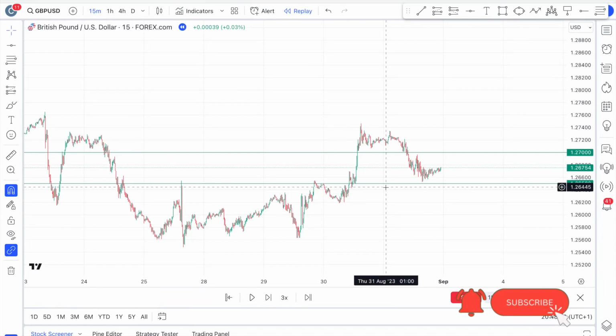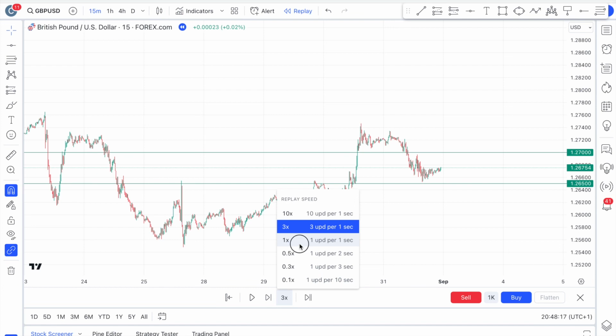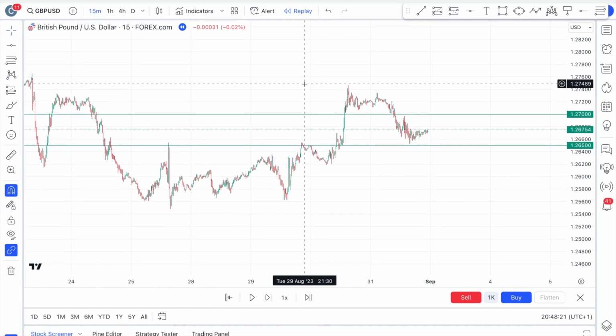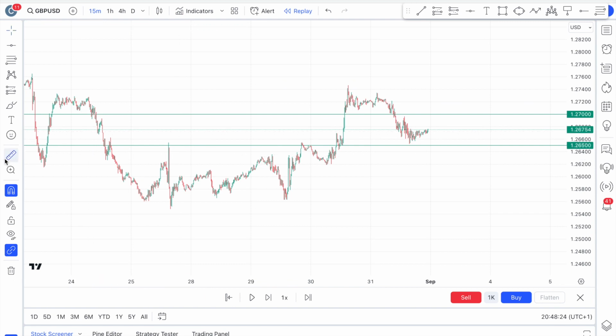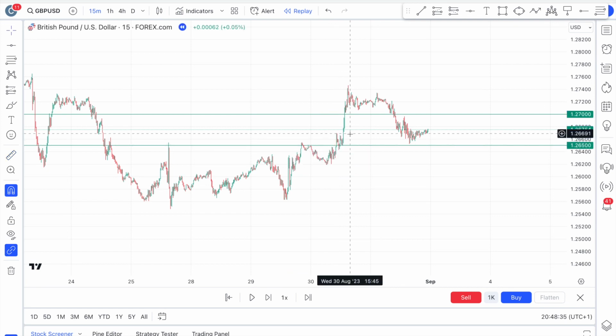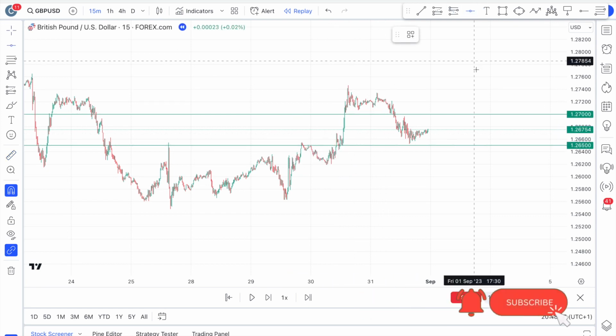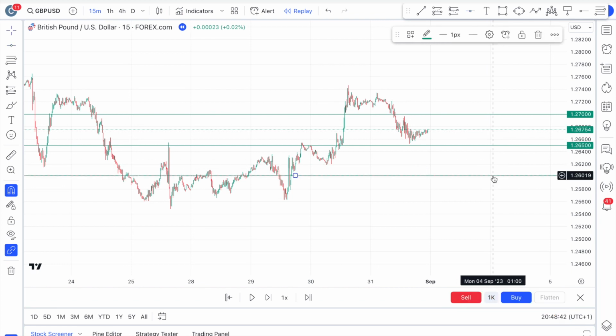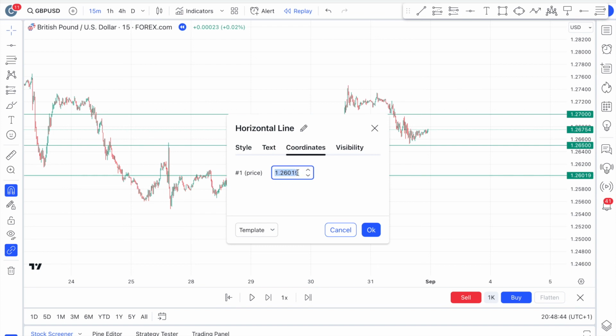Now, this is me using the replay tool on TradingView. So, taking it to 1x. Now, plotting the psychological levels using the measuring tool here. It's 50 pips movement from each bar. 50 pips, you can see it, minus 50 pips movements. And now let's plot more psychological levels. So the next one is 1.2600, which is here, 1.2600.